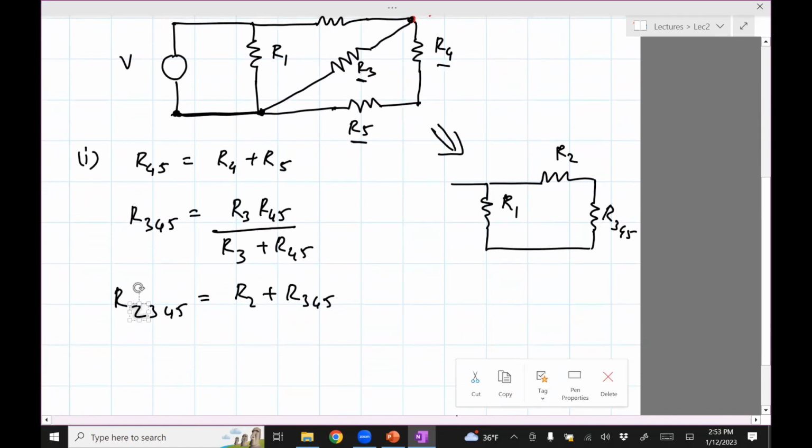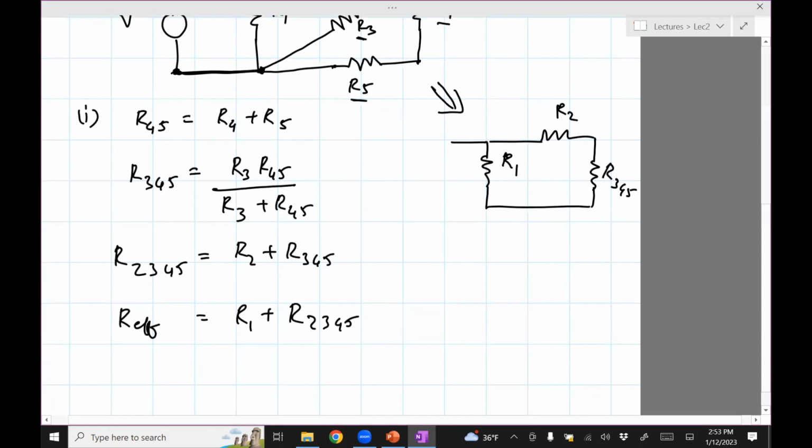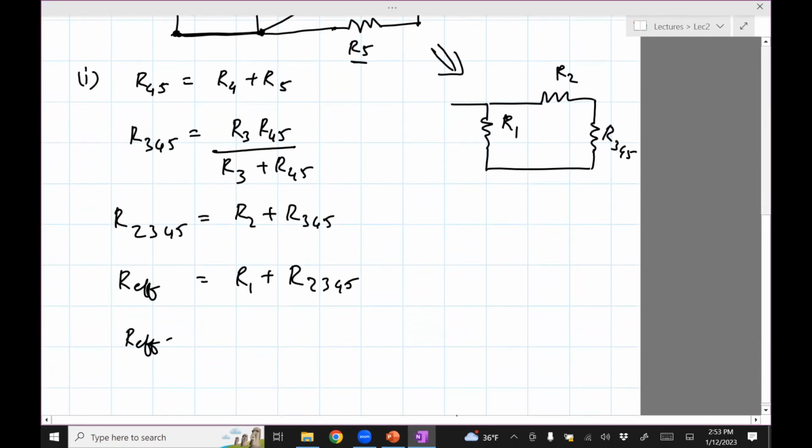Okay, so once they are combined, then the combination is in parallel with R1. So we have R effective is R1 times R2, 3, 4, 5 divided by R1 plus R2, 3, 4, 5. Okay, so all you do is now compute R4, 5, compute R3, 4, 5, and just work the chain with numbers, and you get R effective. So R effective is 0.795 kilo ohms.